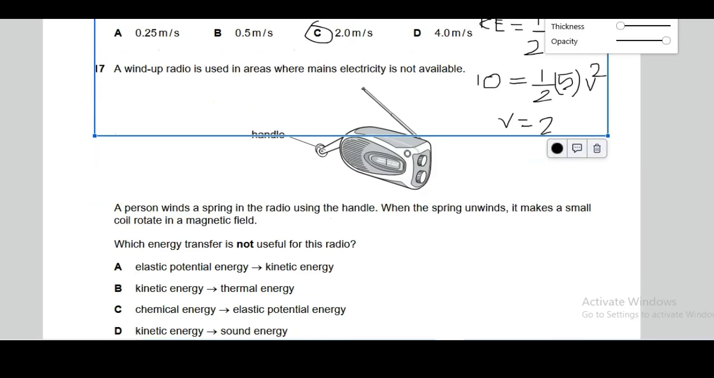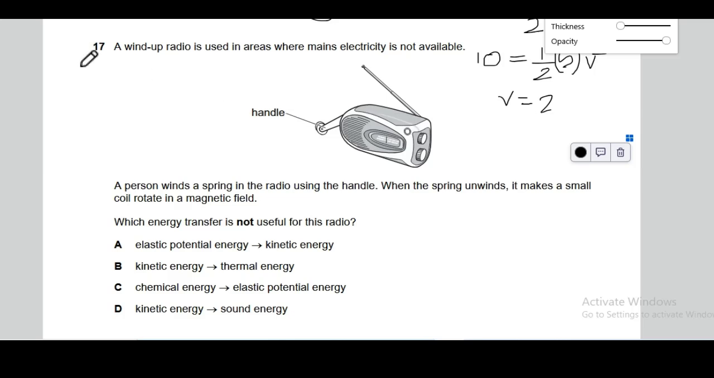Question 17. A wind-up radio is used in areas where mains electricity is not available. A person winds a spring in the radio using the handle. When the spring unwinds, it makes a small coil rotate in a magnetic field. Which energy transfer is not useful for this radio?